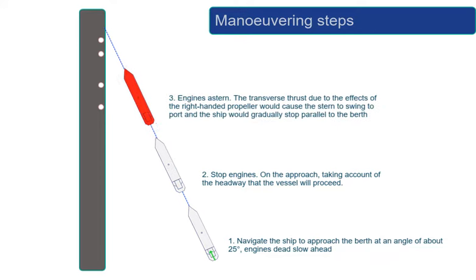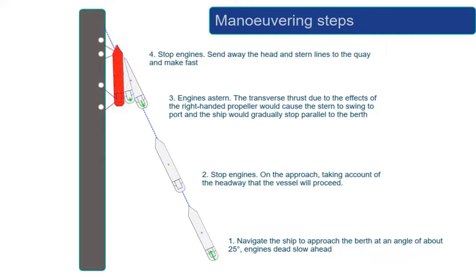Step 3. Engines astern. Then the transverse thrust due to the effect of the right-handed propeller would cause the stern to swing to port and the ship would gradually stop parallel to the berth. At this step, if the approaching angle is larger than expected, it is necessary to apply a small amount of starboard helm to help the stern swing in. Step 4. Stop engines. Send away the head and stern lines to the quay and make fast the ship.